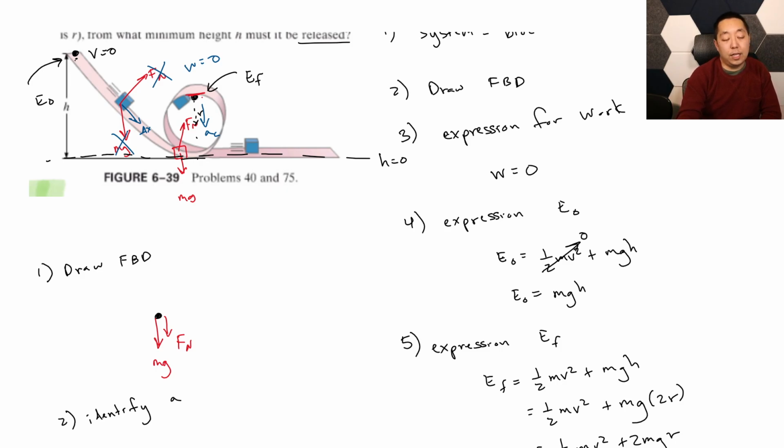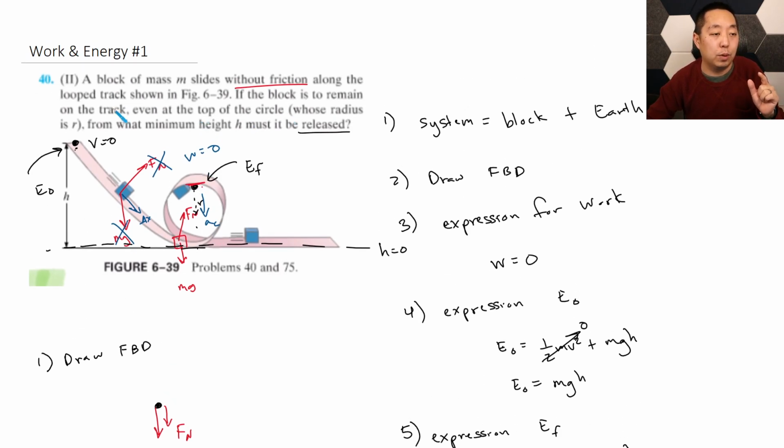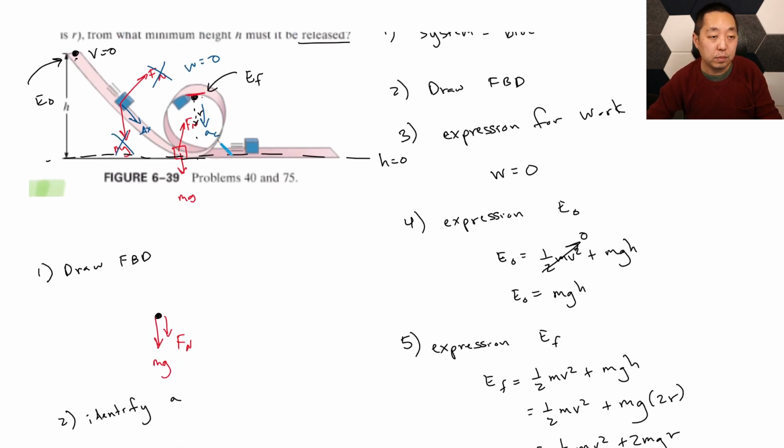So you notice that there's a v squared here that might be helpful to figure out. But let's take a look at this expression. Now, we want the minimum height. So obviously, if I do it super high, it's going to make it all the way around. But for the minimum height, I'm about to lose contact. We want to remain in contact on the track, so we want it to barely touch it right here.